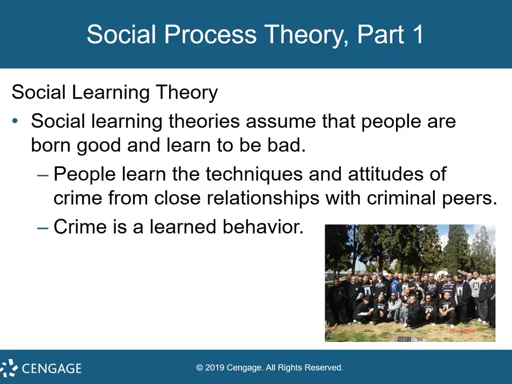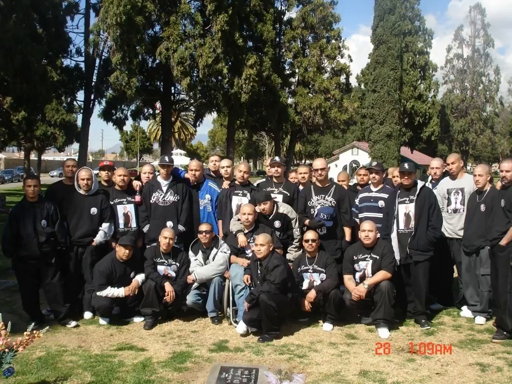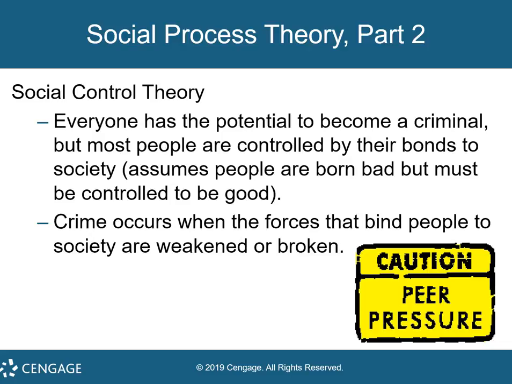So the social learning theory assumes people are born good and learn to be bad. They learn these techniques and attitudes from close relationships with, let's say, criminal peers, and crime is a learned behavior. I put this picture in here only to show you that sometimes hanging out with a certain group of individuals, the peers, and if they're involved in, let's say, gangs, then yes, you might learn some bad habits from some of these individuals. Now, the social control theory says that everybody has the potential to become a criminal, but most people are controlled by their bonds to society. It assumes people are born bad, but have to be controlled to be good. And then crime occurs when the forces that bind these people to society are weakened or broken.